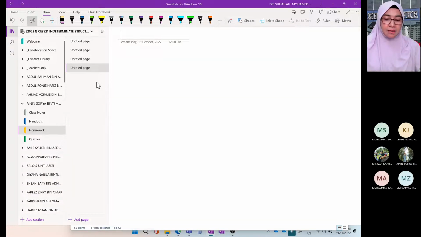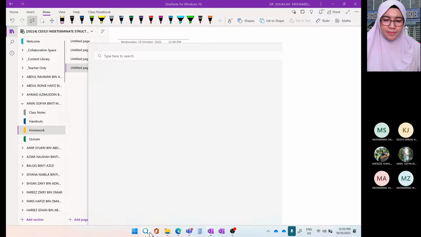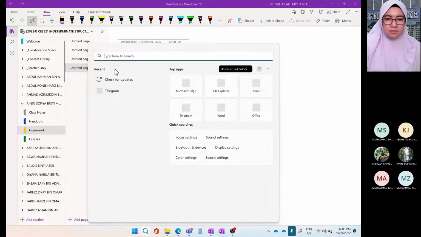Cara nak scan kan? You pergi dekat OneDrive. OneDrive dekat phone. Sebab OneDrive dekat phone, you kan dapat 5 terabyte storage kan? You tahu tak you dapat 5 terabyte storage dengan ID siswa? Tak tahu. Okay, you all dapat 5 terabyte storage dengan ID siswa.